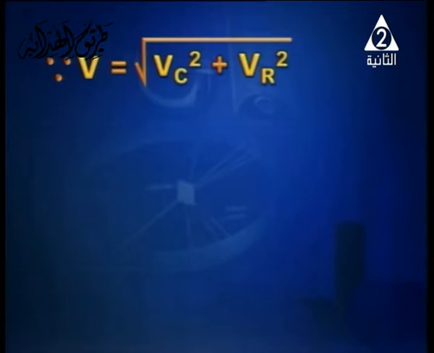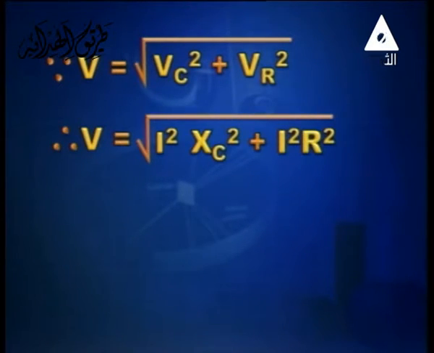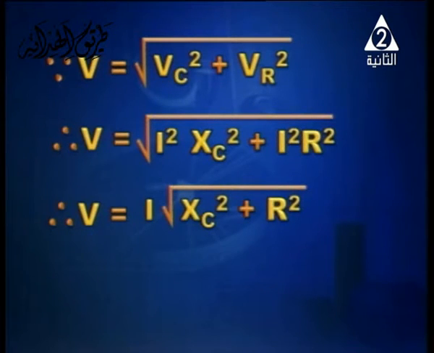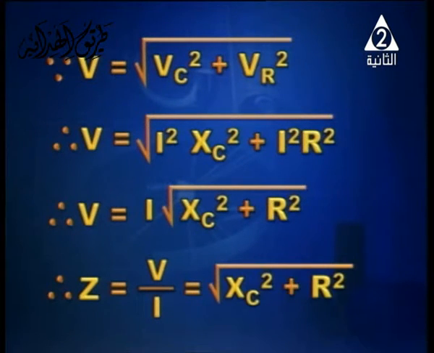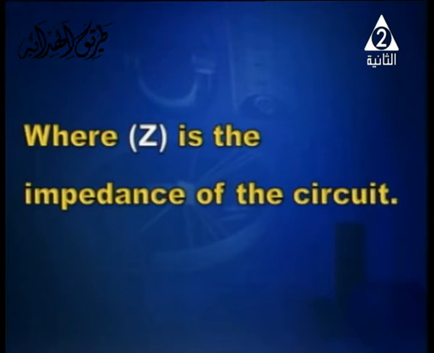V is equal to the square root of VC squared plus VR squared. So V is equal to the square root of I squared XC squared plus I squared R squared. We can say V is equal to I times the square root of XC squared plus R squared. In this way, we can determine the impedance, which is equal to V over I, and it is equal to the square root of XC squared plus R squared. And as I said, Z is the impedance of the circuit.